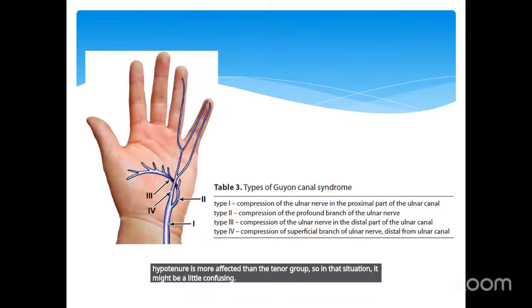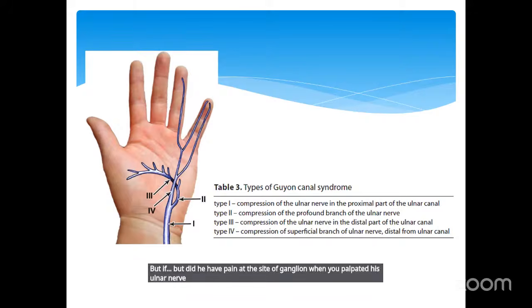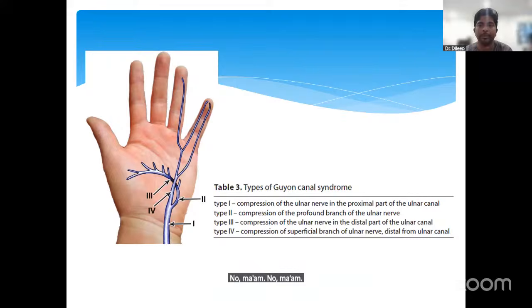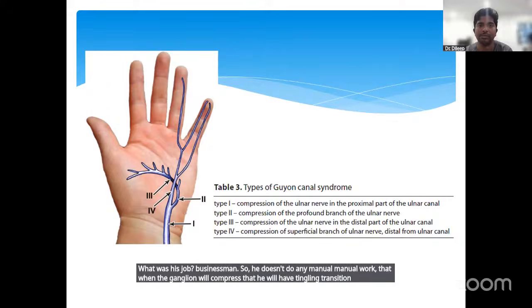But did he have pain at the site of the ganglion when you palpated his ulnar nerve at the palm? When you saw this wasting, did he have any pain at this local site? No pain. What was his job? Ma'am, he was a businessman. So he doesn't do any manual work? No, ma'am. When the ganglion compresses, he would have a tingling sensation, and no exacerbation by occupation, ma'am.